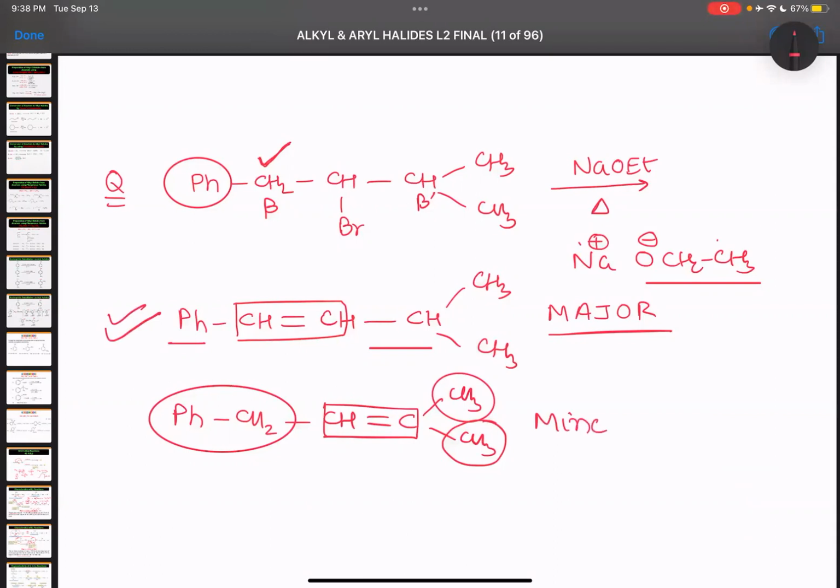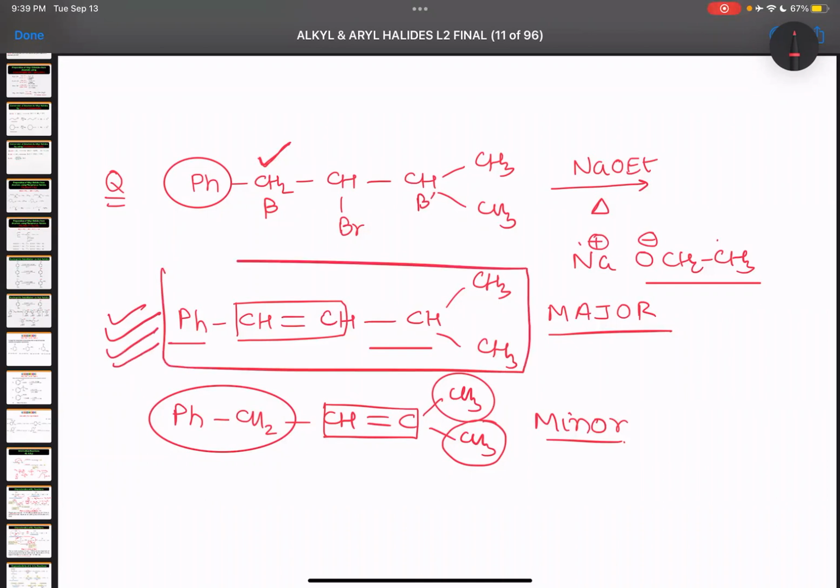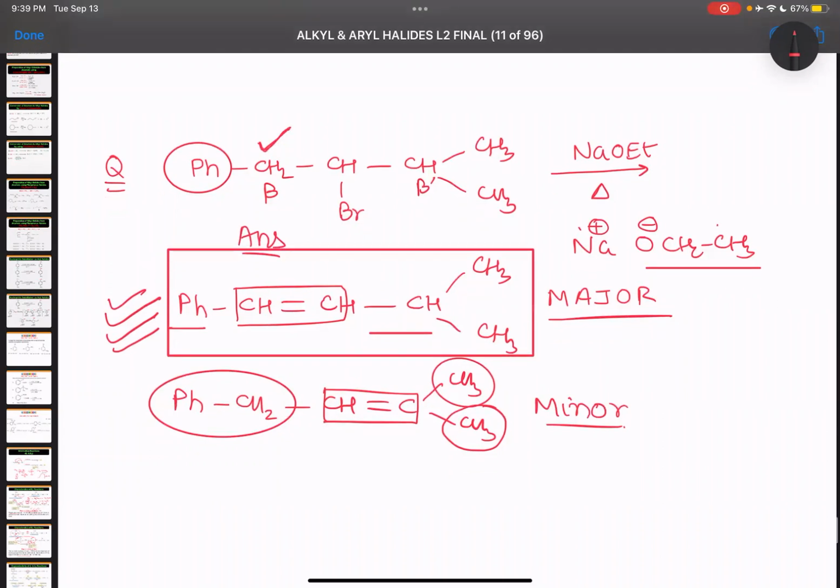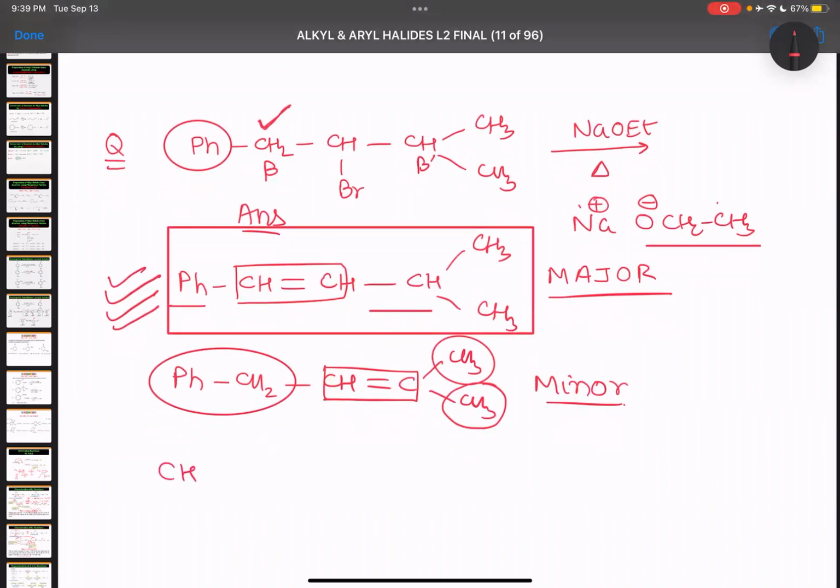What is the minor alkene known as? No, sir. Here, this is the Hofmann alkene, and the major is Zaitsev. So now, I hope this is clear to you, right? This is the answer. And suppose the same question comes with methyl groups.